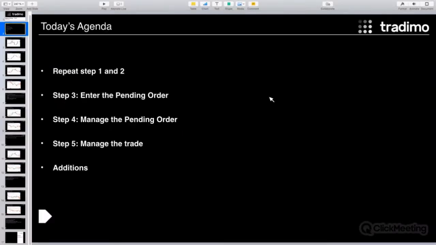First of all, today's agenda is repeat step 1 and step 2. Then, of course, we have a look at step 3, enter the pending order, step 4, manage the pending order, and finally step 5, manage the trade, the open position. And then I have some additions for you, which helps you a lot, I think, if you want to apply this strategy.